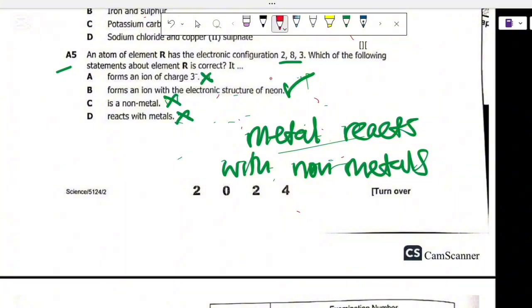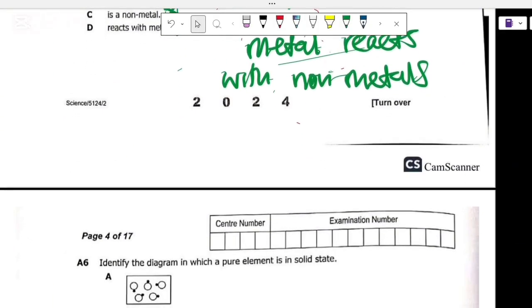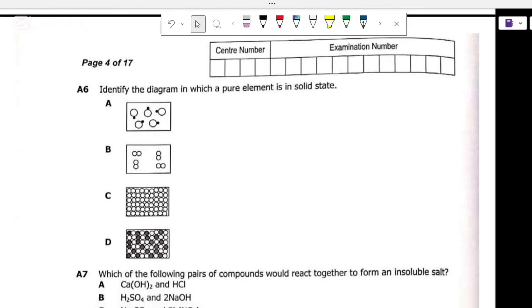So I think let's look at the last question, which is question 6, and then we are good to go.